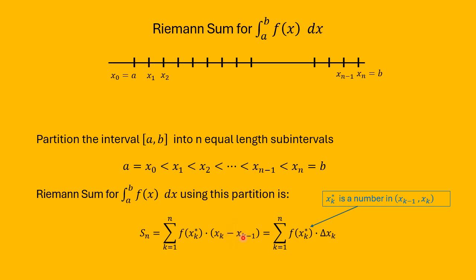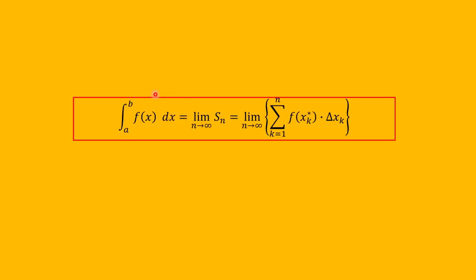This length of the kth subinterval, we will also call delta x sub k. So this sum can also be written as f of x sub k star times delta x sub k. Then the integral from a to b of f of x dx is the limit of these types of Riemann sums that we looked at: the limit as n goes to infinity of the s sub n's.